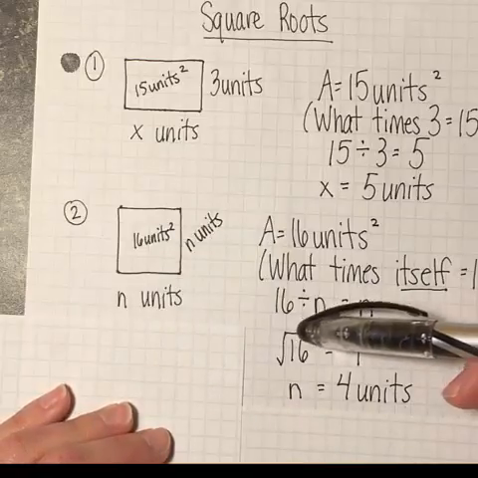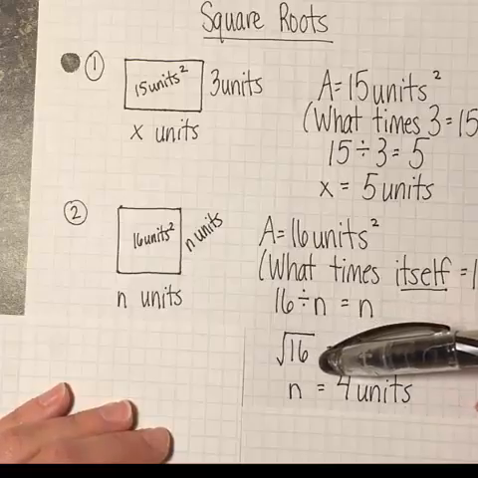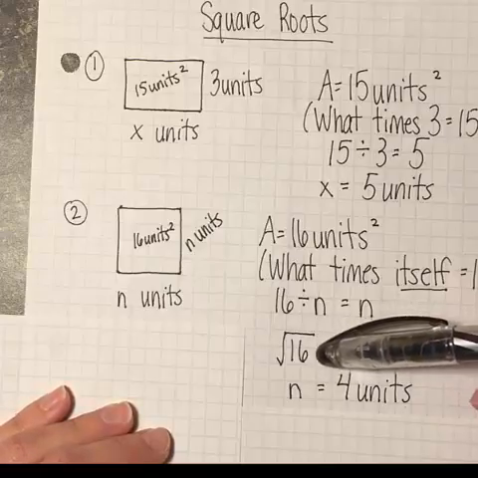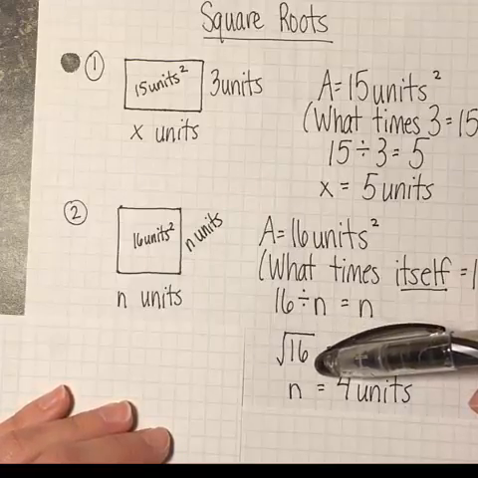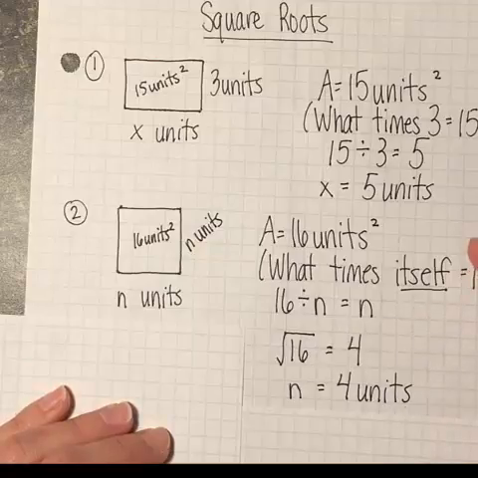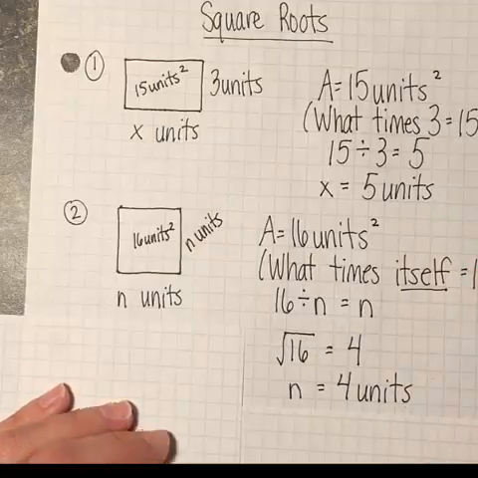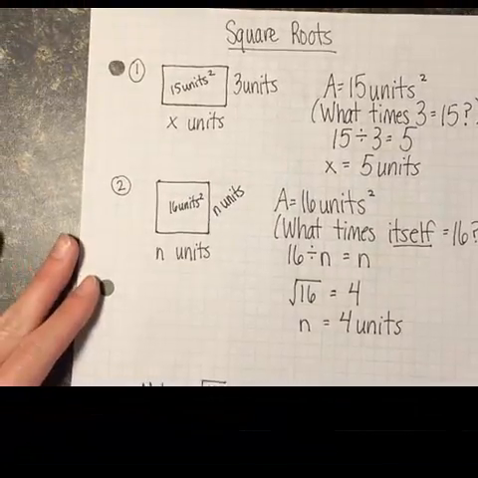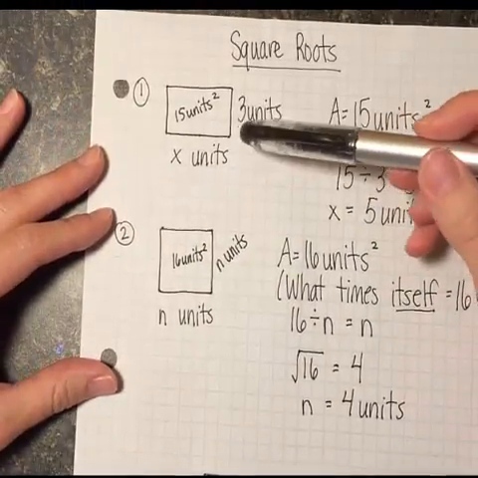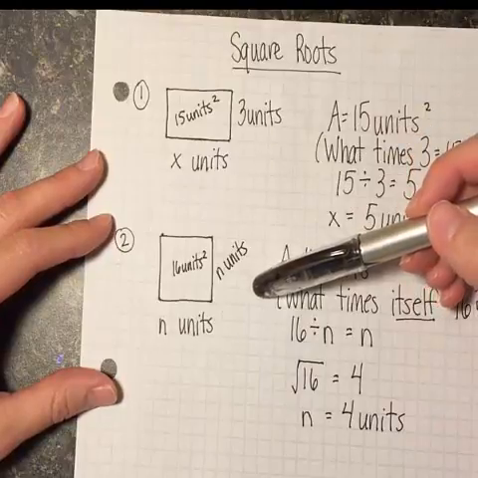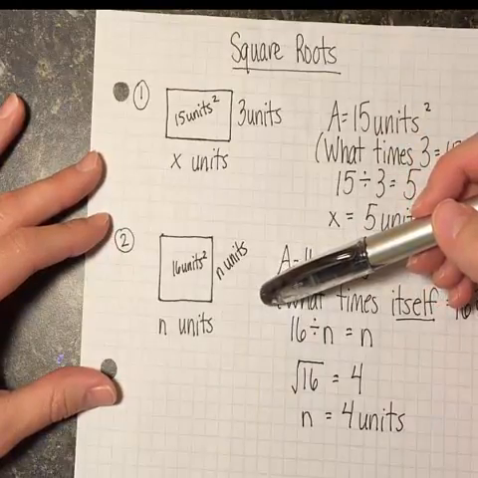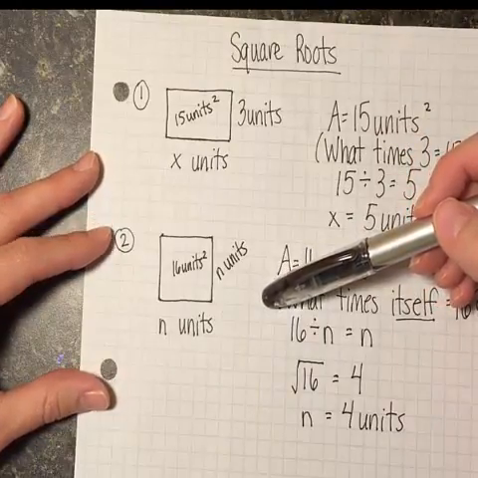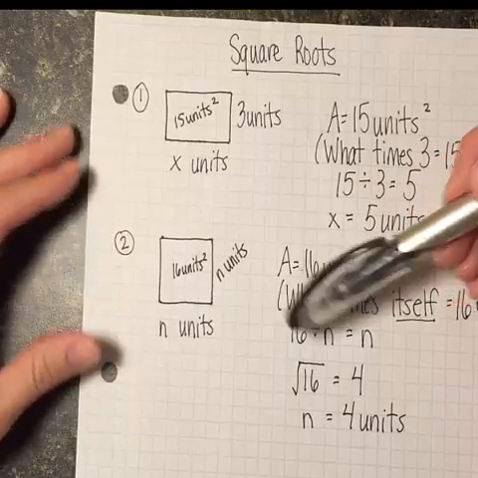When the number is not so nice, there is a button on your calculator that will help you figure out what the square root of a number is, and I can show you that when you come and meet with me. One thing to notice, though, is that in these cases up here, we were dealing with area, and so we only had positive numbers. Length and distance and area can only be a positive number.